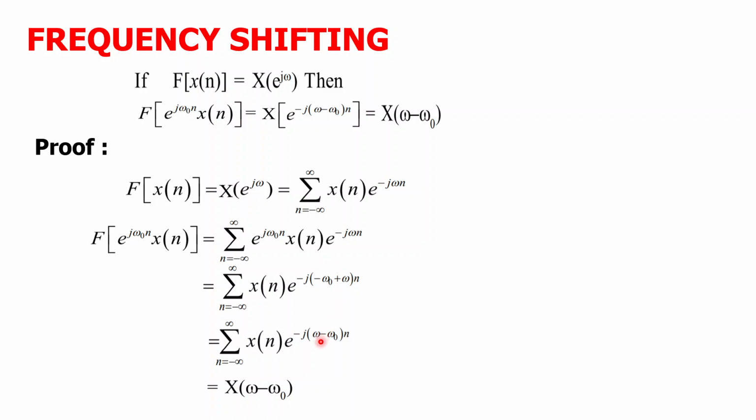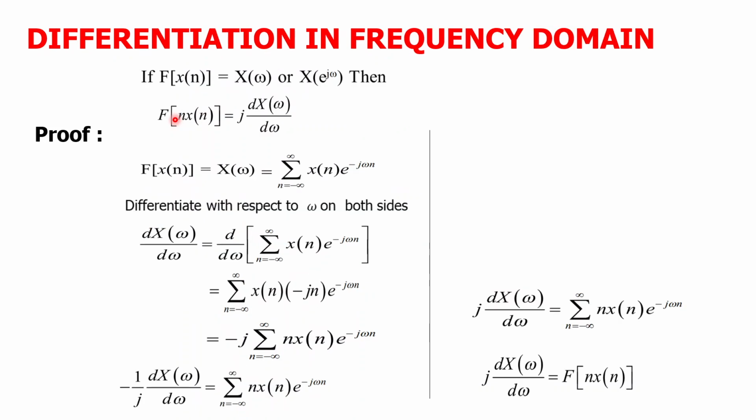So in place of omega, what is there? Omega minus omega naught. So it is the DTFT at omega minus omega naught. So in frequency it is shifted by omega naught units. In time domain it is multiplied by e power j omega naught n. So this is about the frequency shifting property.